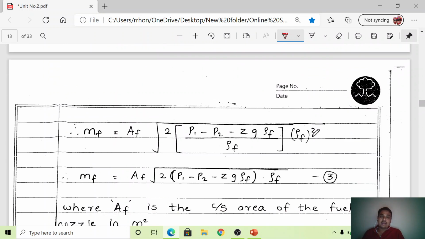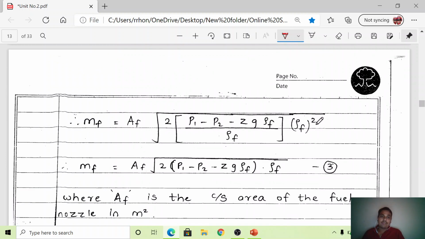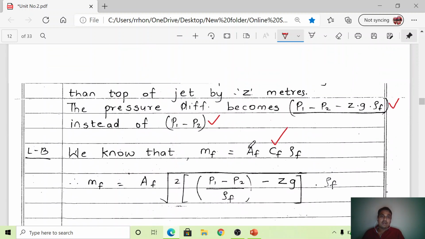So again the further simplification: this rho F is outside the under root sign. When it comes inside the under root, then rho F square will be there, and so we have the next further simplified equation, and finally this one rho F and this one rho F will get cancelled to each other, and we have written over here P1 minus P2 minus ZG rho F into rho F. So as we already discussed, this is already written over here.